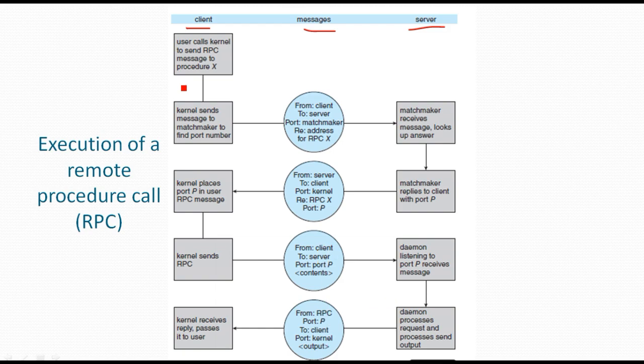Now from the client side, the user calls the kernel to send the remote procedure call message to procedure X. Now the kernel sends the message to the matchmaker to find the port number. So we are sending to Rendezvous, that is the matchmaker, to find the port number from the client side.